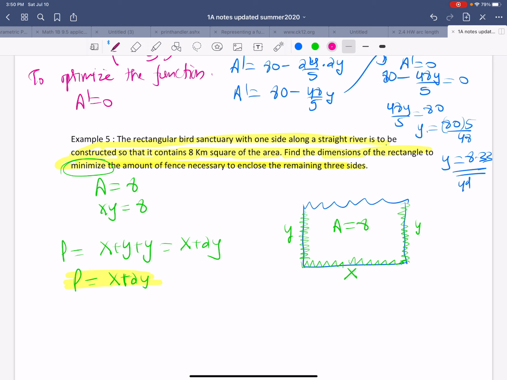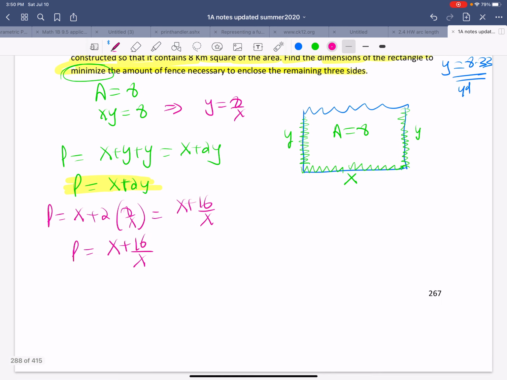Now we don't want to deal with two variables. We want to express one in terms of the other. We can either express x in terms of y or y in terms of x. So y is equal to 8 over x. So perimeter p is equal to x plus 2 times 8 over x, which is x plus 16 over x.